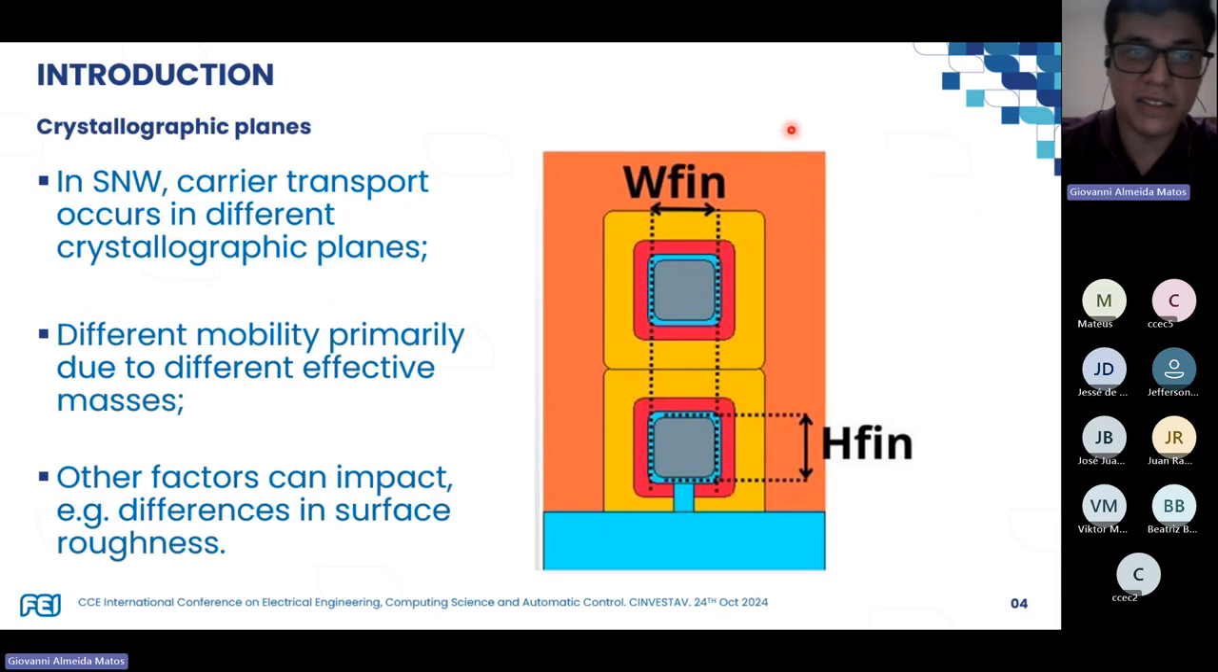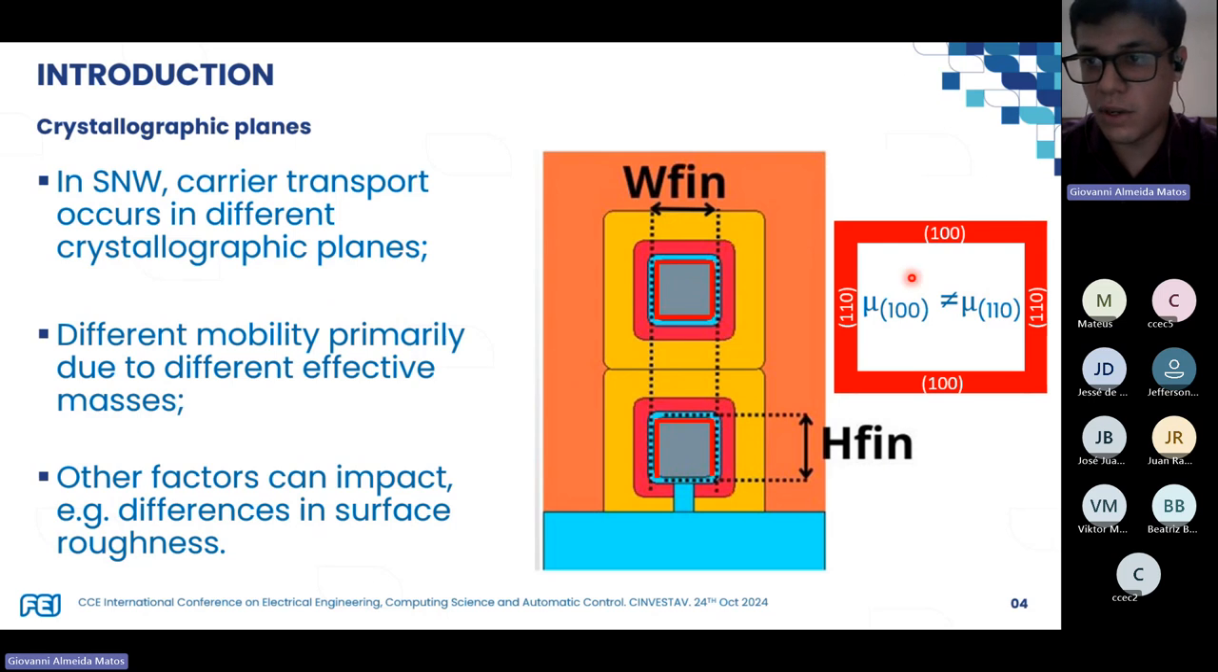In stacking nanowires, the carrier transport occurs in different crystallographic planes. As you can see, there are three horizontal conduction planes and four vertical conduction planes. In a standard wafer, these planes are the 100 and 110 planes. These planes have different mobility primarily due to the different effective mass of the carrier. Other factors can also impact the mobility, for example, differences in surface roughness during the fabrication process.